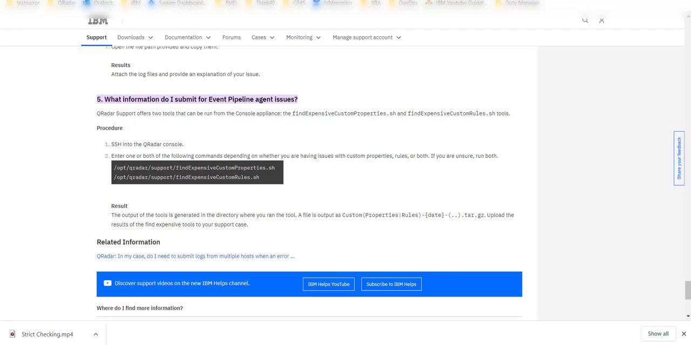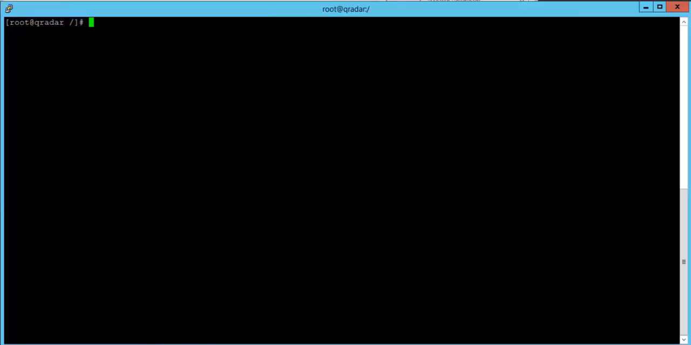Both of these scripts provide real-time data during the time frame when they're run, which means they don't capture historical data. You'll need to run them when the performance problems are actively occurring.